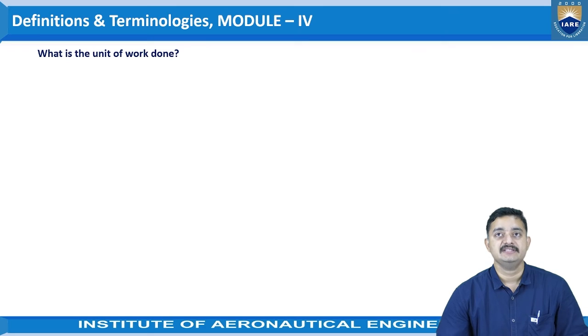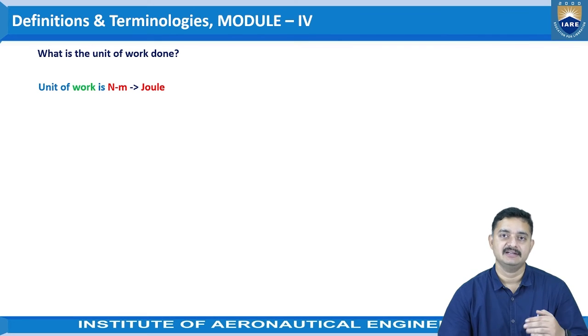Next, what is the unit of work done? The unit of work is Newton meter, which is called the joule. Newton is the unit for force and meter is the unit for the distance through which the object is moving. So the unit of work done is Newton meter, and this Newton meter is called the joule.